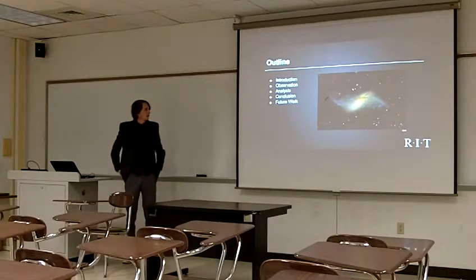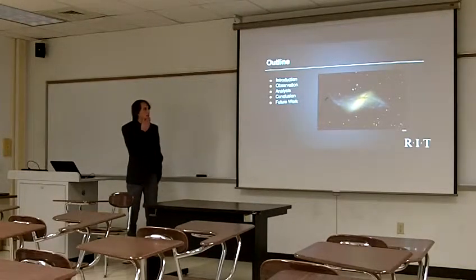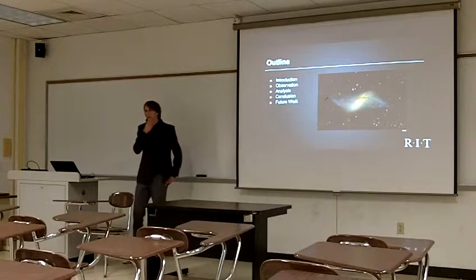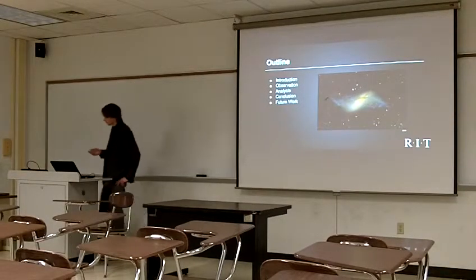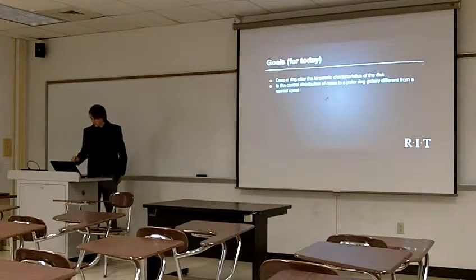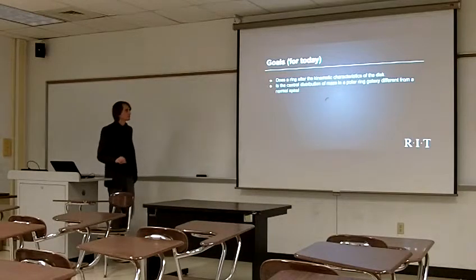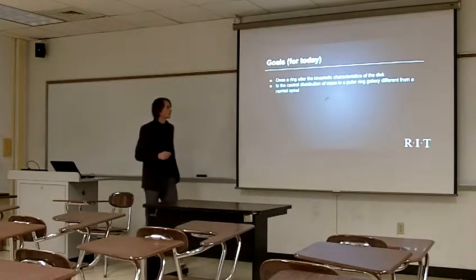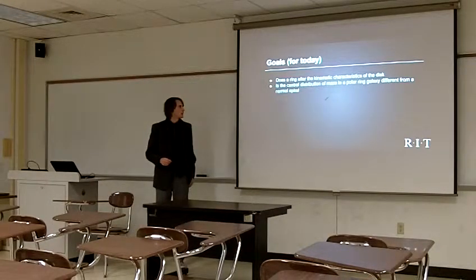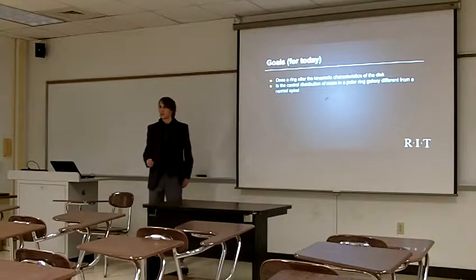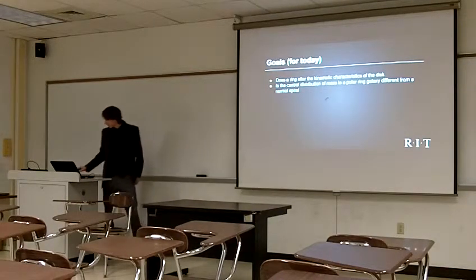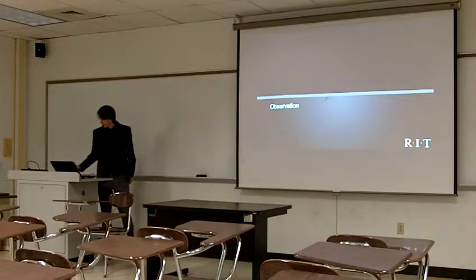What I'll be looking at is H alpha emission from the disk, building a rotation curve, and seeing what we can say about the mass of the disk, and if this is different from what we would expect for a normal spiral galaxy with the ring around it. As I've said here, we're looking at the kinematic characteristics of the disk and comparing it to a normal spiral disk.